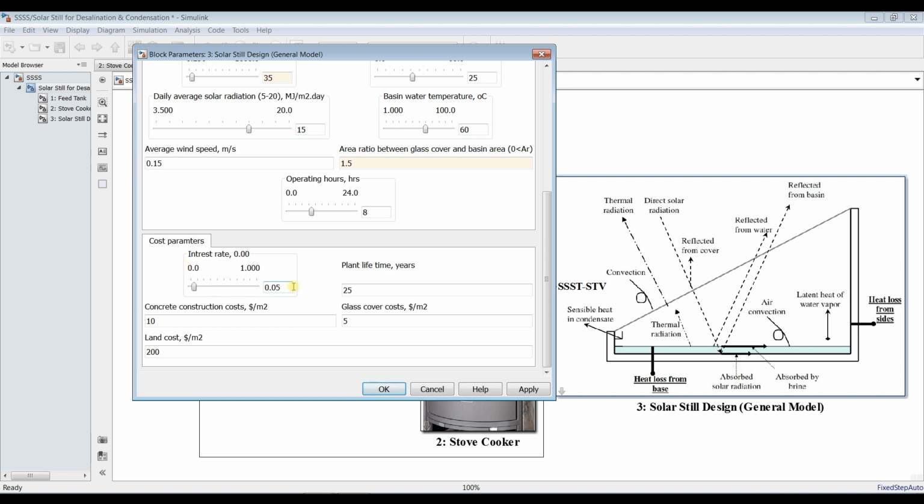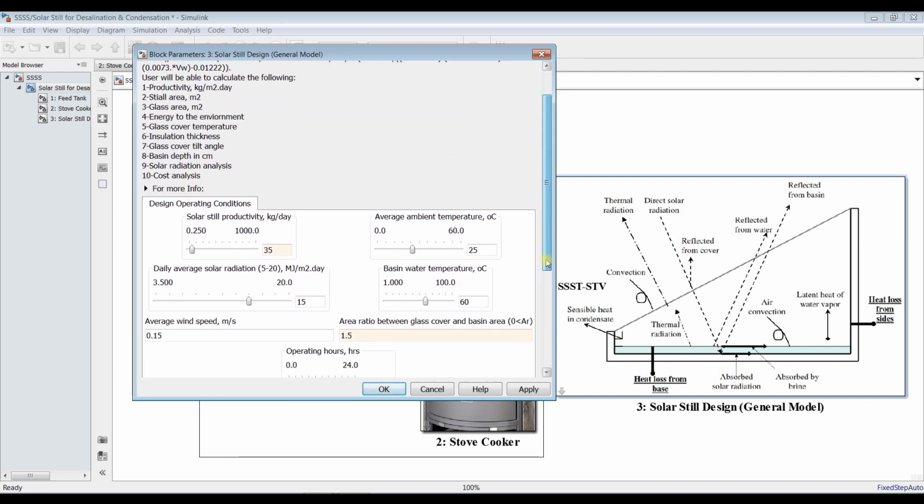These are the cost parameters. Plant lifetime, concrete construction, if you made this from concrete or from wood, it's up to you. Glass cover costs, land costs, etc. It's up to your location and your space. Okay, that's it. This is for a larger analysis of solar distillation, a solar still plant.